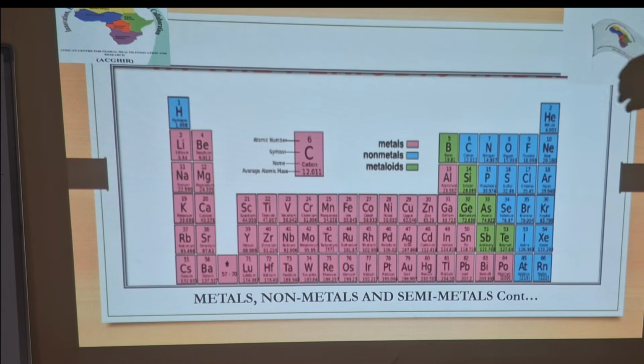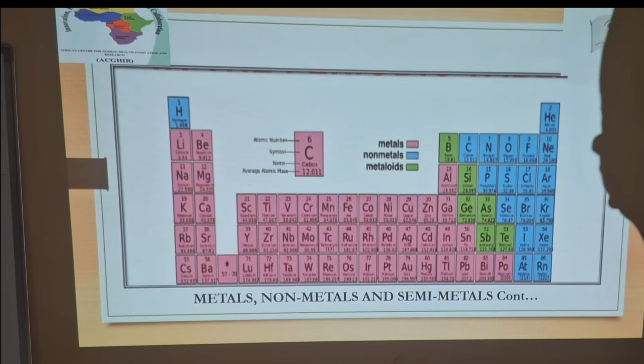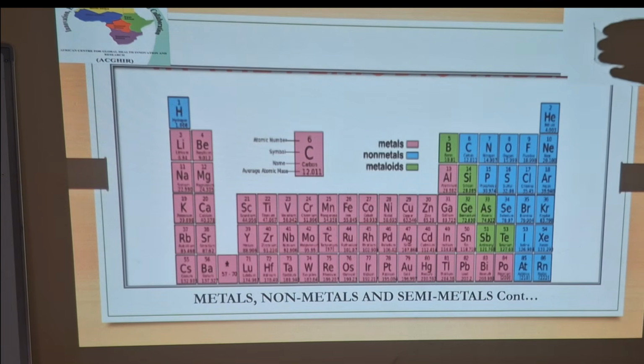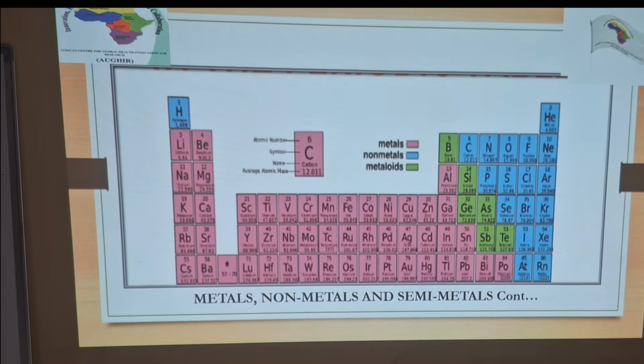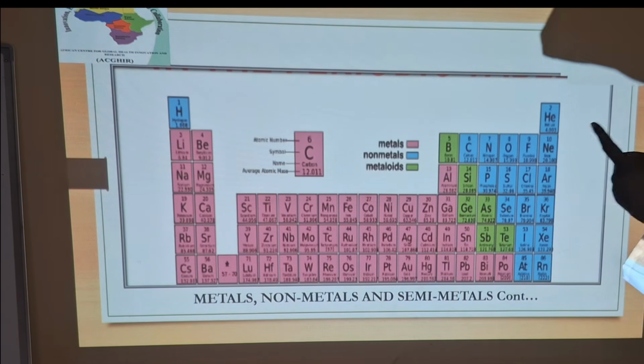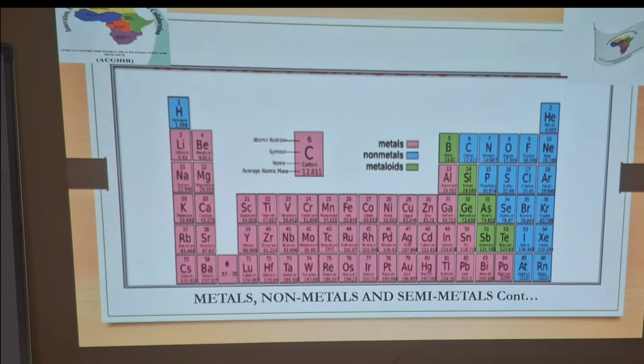Right. So when we look at the left of the periodic table, that is where the bulk of our metals are, represented by the pink color in the periodic table. And the nonmetals, represented by the blue color, are mostly situated to the right of the periodic table, with the exception of hydrogen, which is situated close to where the metals are.